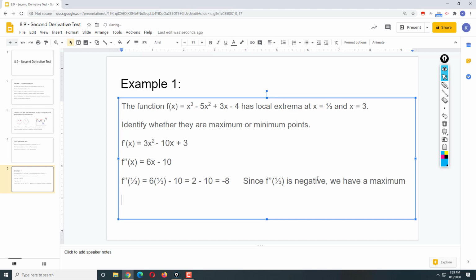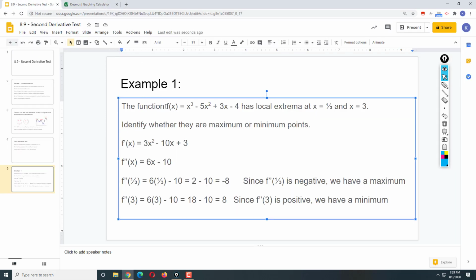Next, let's test our second point. When x equals 3, f prime prime of 3 is equal to 6 times 3 minus 10, 18 minus 10, which is positive 8. Well, since the second derivative at x equals 3 is positive, we have a minimum point. Okay, so x equals 3 minimum, x equals 1 over 3 maximum. Let's see if that's right.